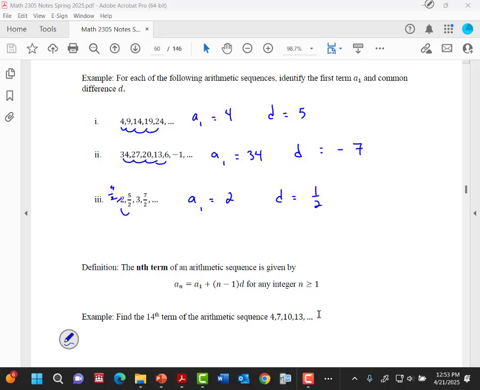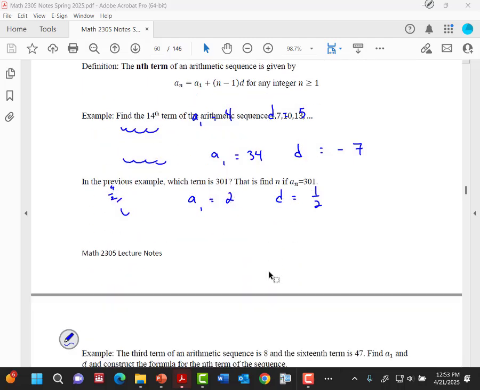Now, let's define the nth term of an arithmetic sequence. The nth term of an arithmetic sequence is given by a sub n equals the first term, a1, plus n minus 1 times d. So to find the nth term, I start with the first term, a1, and then I add to that n minus 1 times the common difference d. So let's use that to do this next example.